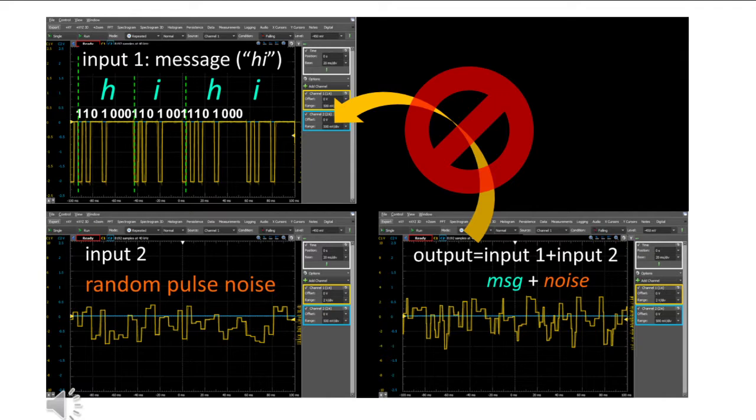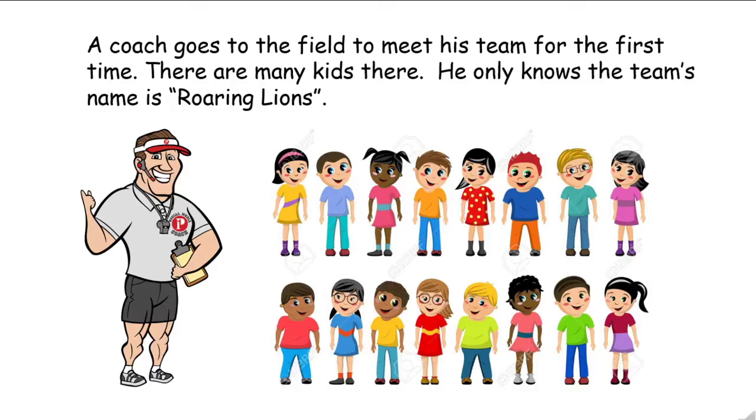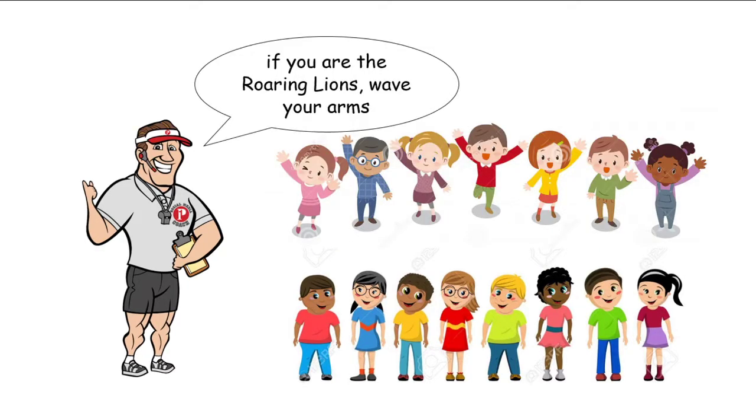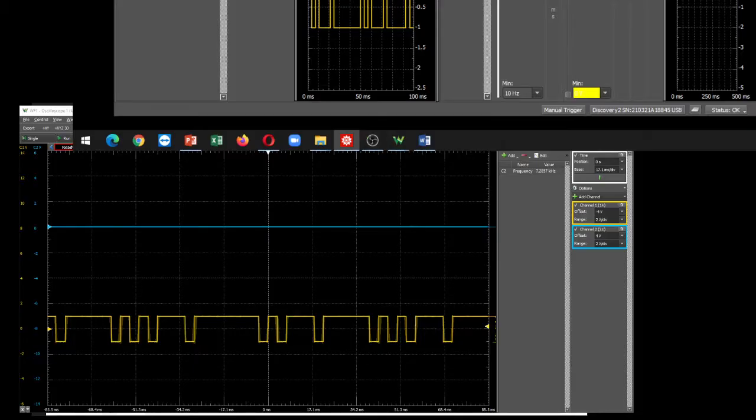Yes. Consider the following analogy. A new coach goes to the field to meet his team for the first time. There are many kids. He only knows the team's name is Roaring Lions. "If you are the Roaring Lions, wave your arms," he tells the kids. A group of kids do, and he knows who is on his team. Like this analogy, a way to make the signal stand out from the noise is to make it wave its arms, so that it can be recognized.